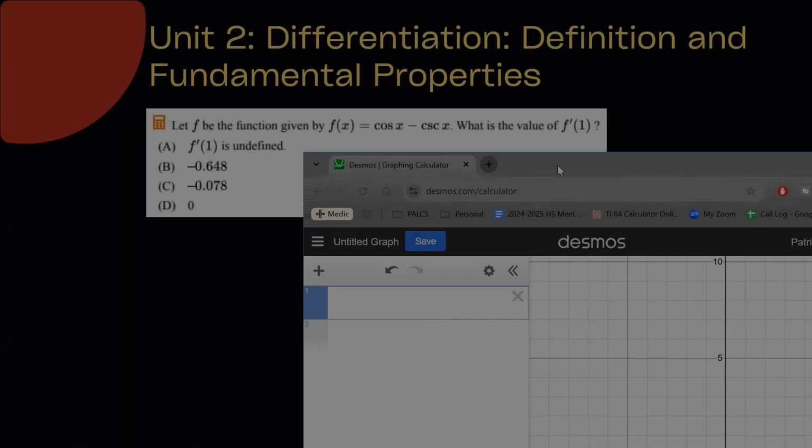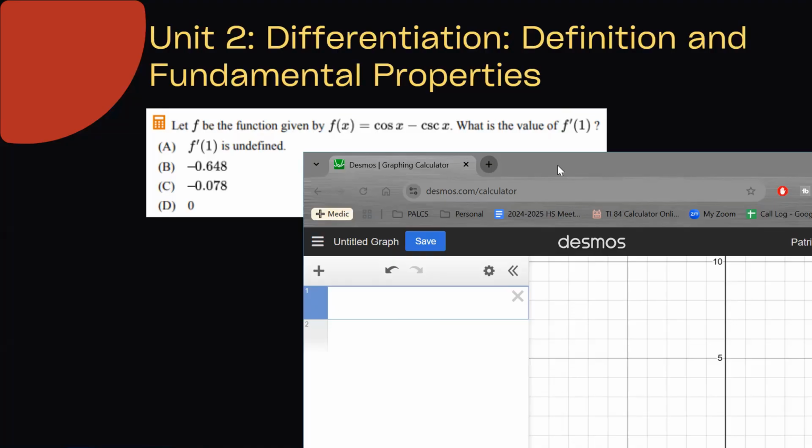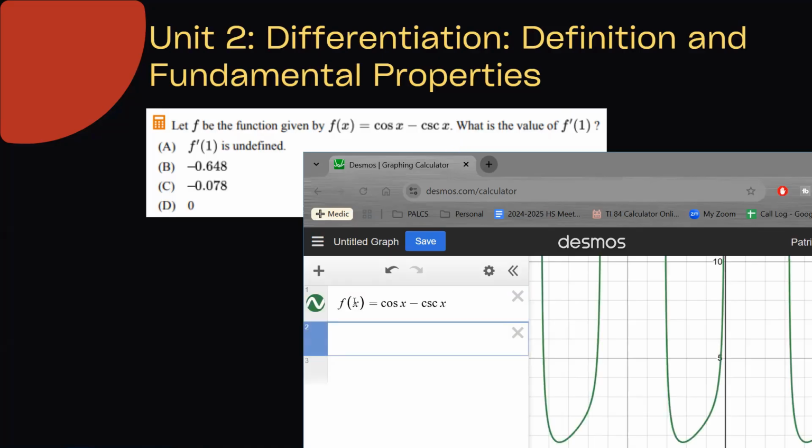Choice B. Here we have a calculator allowed question. Let f be the function given by f equals cosine minus cosecant. What is the value of f prime of 1? We simply type the function into Desmos. Using function notation on the next line, we can just simply type f prime of 1, and we get negative 0.078, which is choice C.